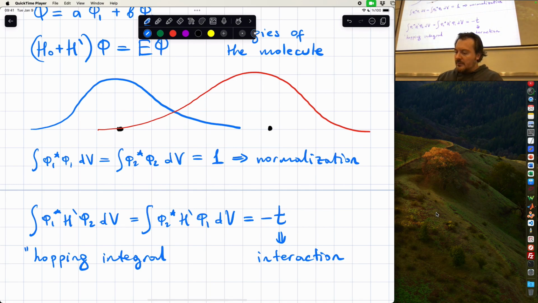Physicists think of this as, it basically defines the probability of an electron hopping from this one to the other one. It's a measure of interaction, and we will just give it a number and deal with it as a number. It is important though.